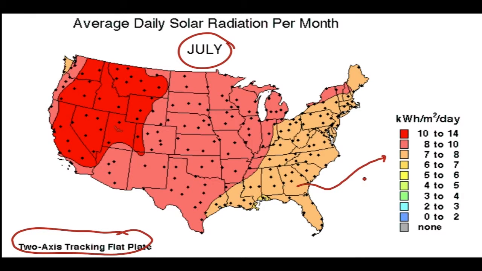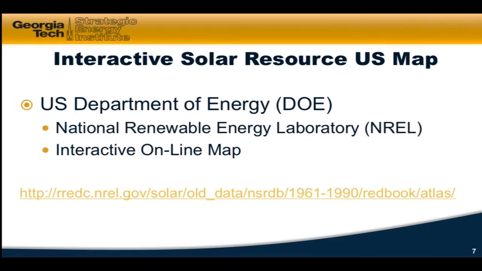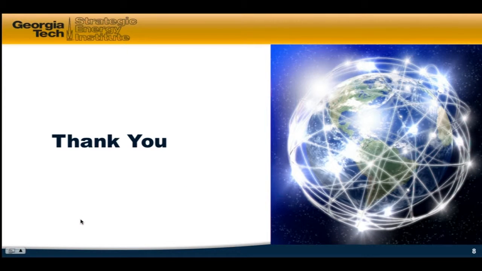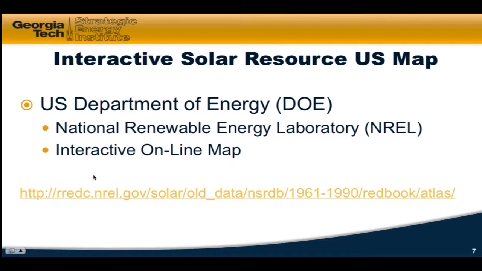But things are much more uniform across the country if you do a two-axis tracking situation, as you can see here. Out here, even in the Northwest, you're at the high point of 10 to 14 kilowatt hours per square meter per day. Those are the maps that we're going to create here, and we do that by using an interactive online map. And this is the link right here. Whoop, get it in a minute.